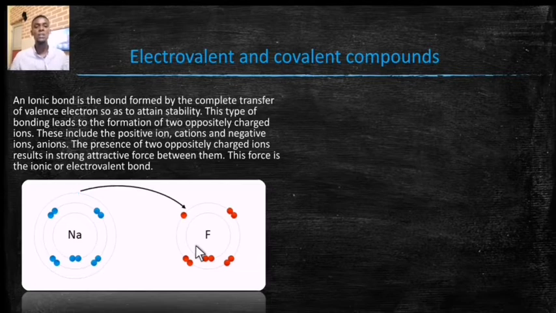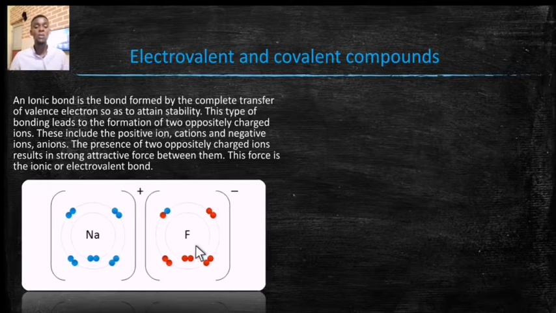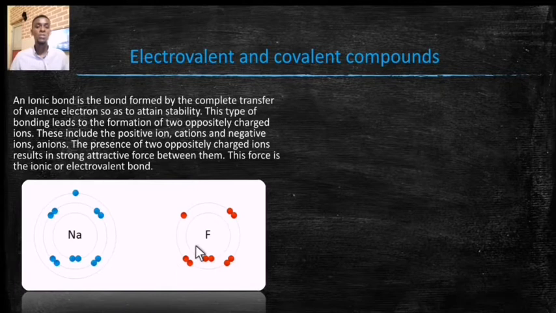So this is electrovalent bonding, the transfer of electrons from an atom, usually a metal, to another, usually a non-metal. So that's electrovalent, also referred to as ionic bonding.